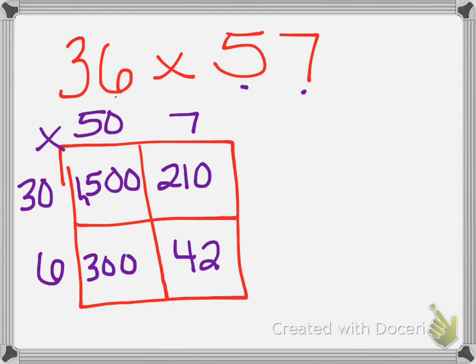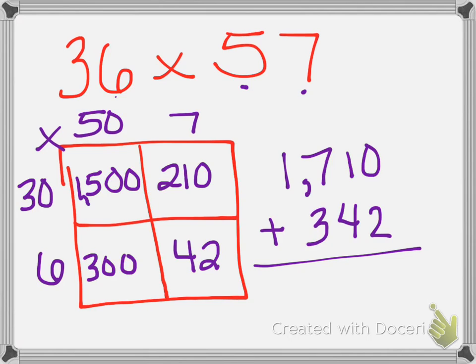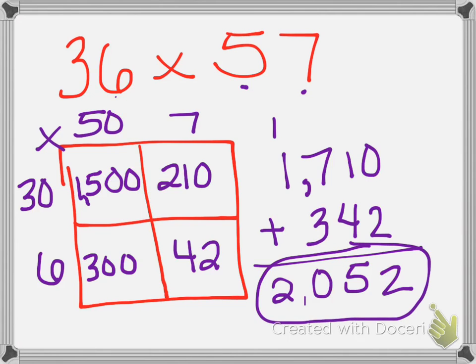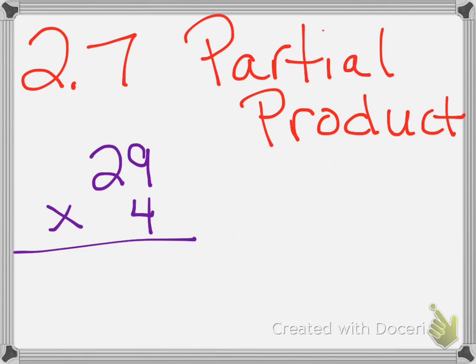So mentally, I can see that 1,500 added to 210 is 1,710. And then I have 342, and I know I could put those together. My final product then I add to finish. Regroup if you need to. And my final product for this one is 2,052.